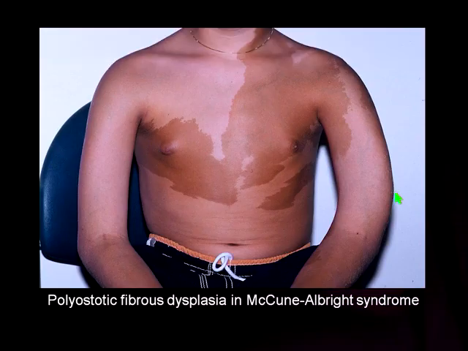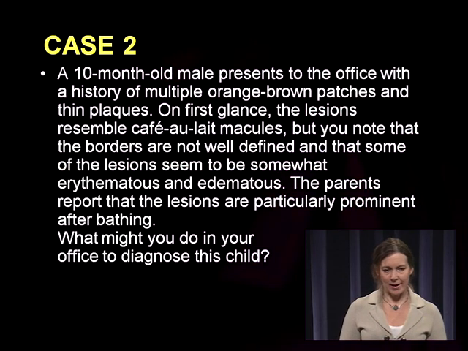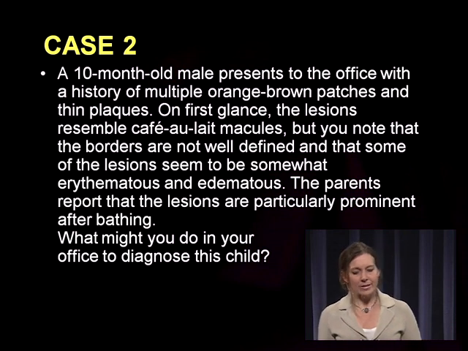And this is the same patient here. You can see, again, these very characteristic cafe au lait. And I imagine you can appreciate these bony abnormalities with the bowing of his arms here. Okay, moving along then, we'll go to case two.